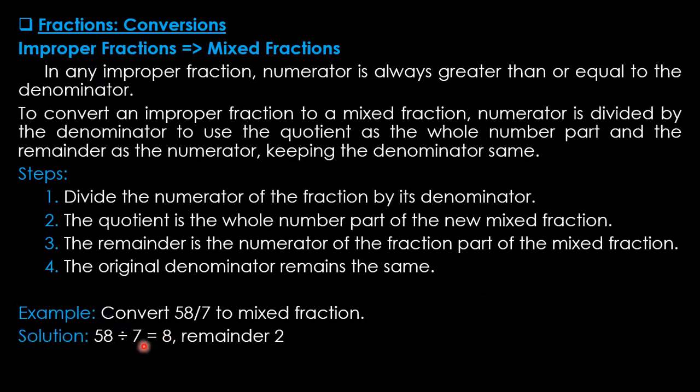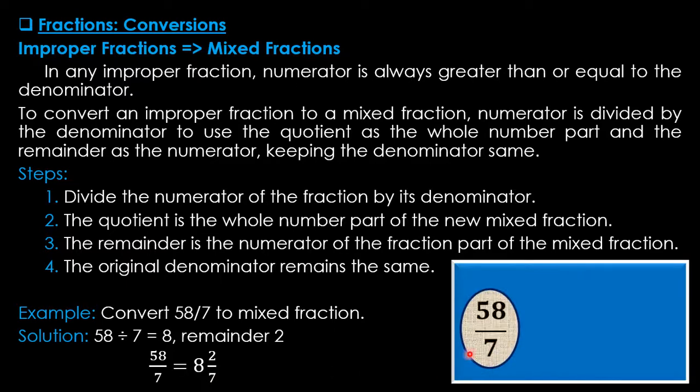So we just follow step number 1. We divide the numerator 58 by the denominator. 58 divided by 7, we get 8 as the quotient and remainder 2. So 58 over 7, from this improper fraction, after conversion we get 8 whole 2 over 7. So this is the mixed fraction we are getting.